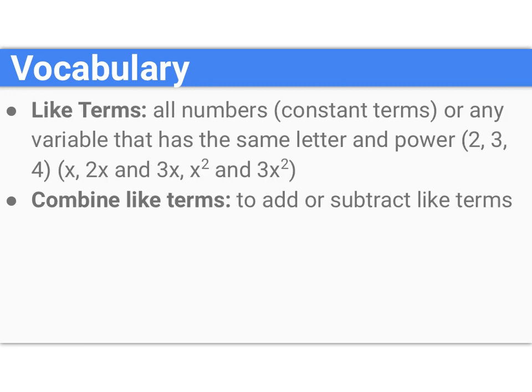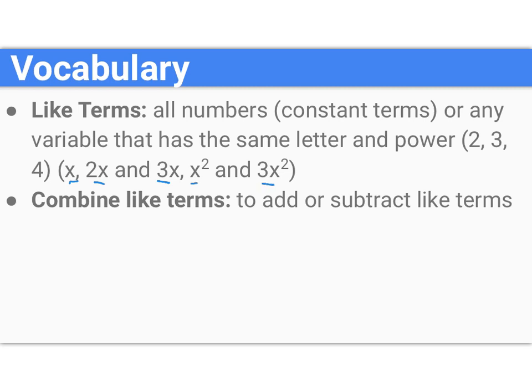Okay. Like terms. Like terms must have the same letter to the same power. So 2, 3, and 4 are all constants. So all constants are like terms. So now let's look here. x, 2x, and 3x are all x. You can add and subtract these.